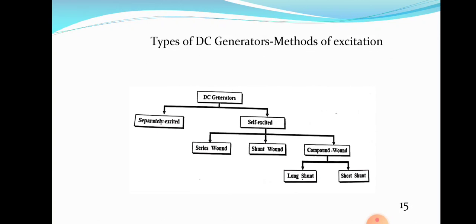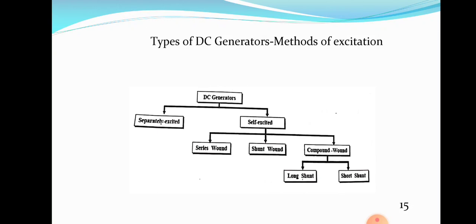Okay, there is one more classification. Long shunt compound is again classified into two: cumulative compound and differential compound. This is the basic classification of DC generators according to the method of excitation. In the last class, we discussed all these things. Today in this fifth class, we are going to discuss all these generators in detail.